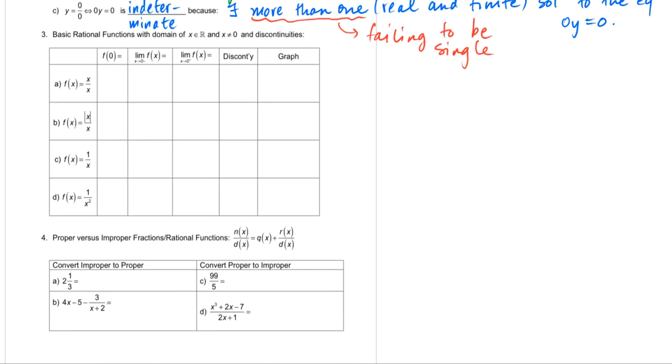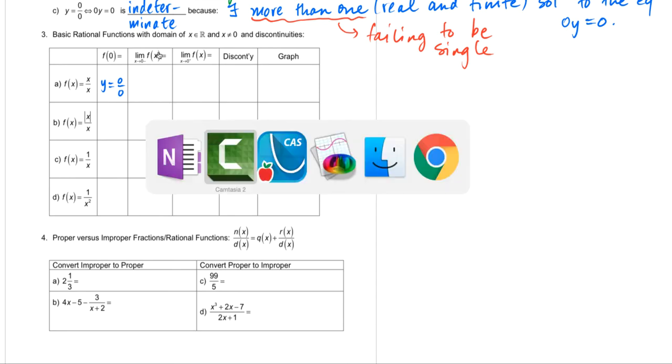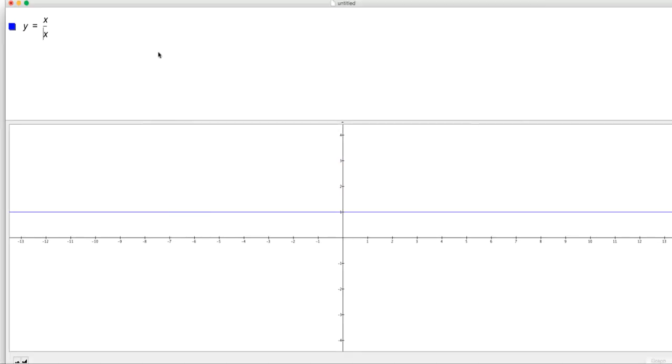Let's acquaint ourselves now with some basic rational functions so that we can transform them to get more complicated rational functions that we will study in calculus. In number 3, the first basic rational function is y equal to x over x. And when we substitute x equal to 0, we get that the y coordinate is 0 over 0. This is indeterminate, and as we see when we look at the graph, we end up getting a graph that looks really simple. It looks like the graph of y equal to 1.